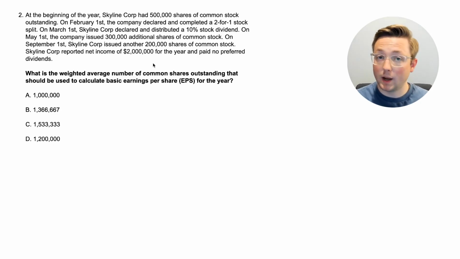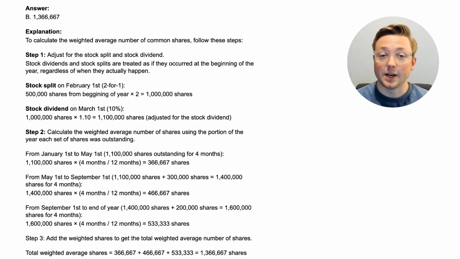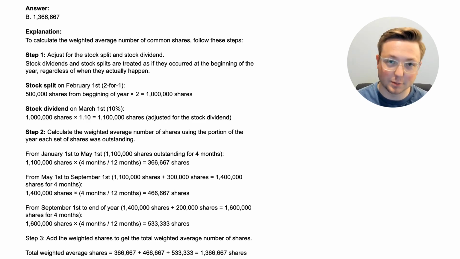So if you want, go ahead and give it a try. And when you're ready, come back, we'll look at it together. If not, again, we're going to learn how to do this and we're going to go straight to the answer. All right, here we are at the answer. The answer is B, 1,366,667 common shares is what the weighted average common shares is at the end of the year.